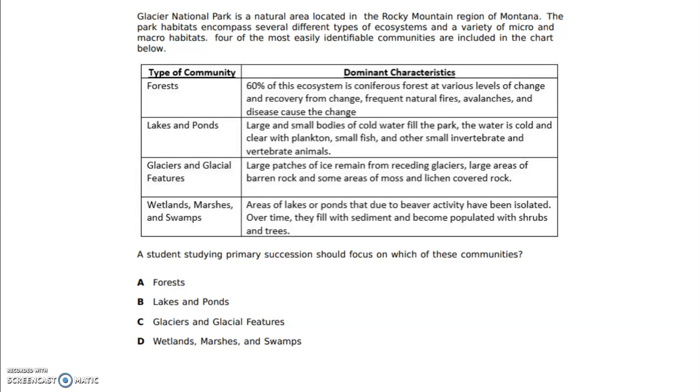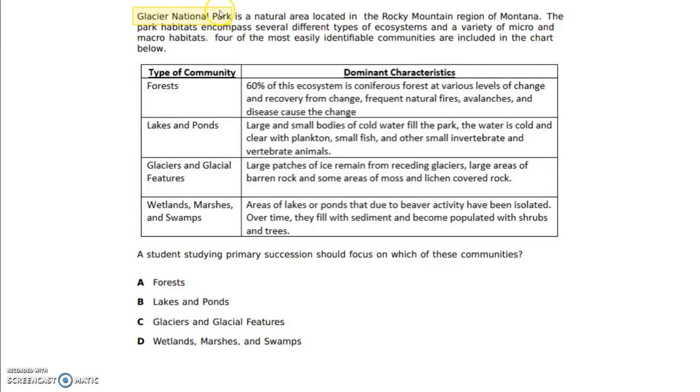Let's review this next question. Glacier National Park is a natural area located in the Rocky Mountain region of Montana. The park habitats encompass several different types of ecosystems and a variety of micro and macro habitats. Four of the most easily identifiable communities are included in the chart below.